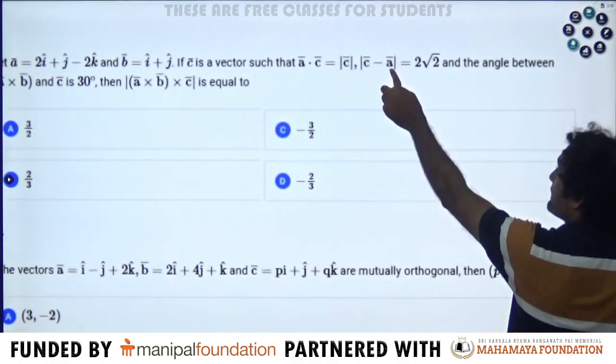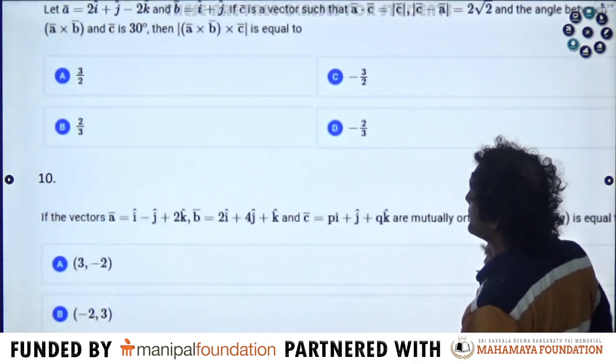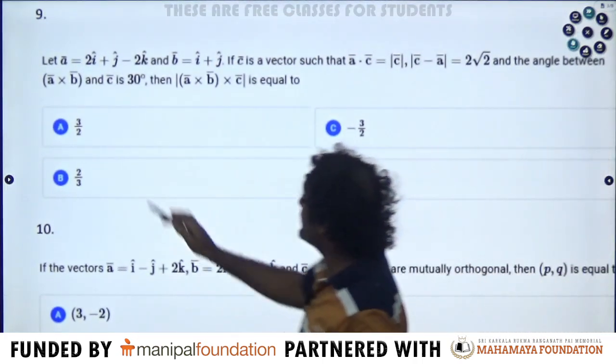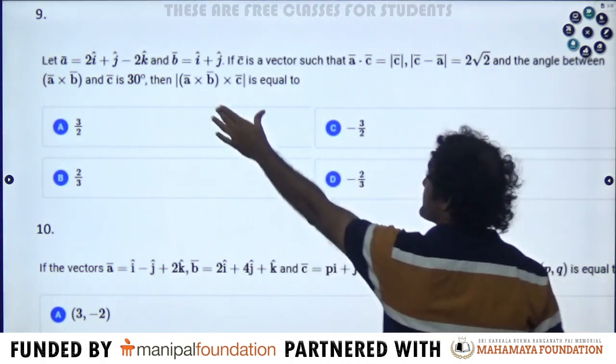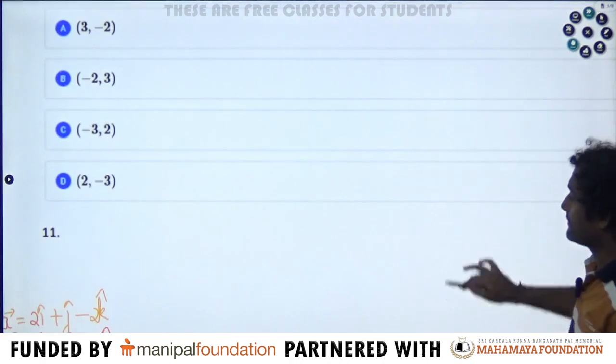They're telling that magnitude of c vector minus a vector is 2 root 2, correct, and the angle between a cross b and c vector is 30 degrees. So they want magnitude of a cross b cross c.